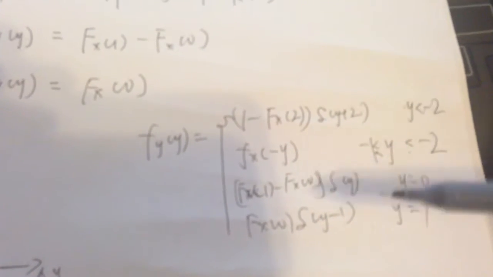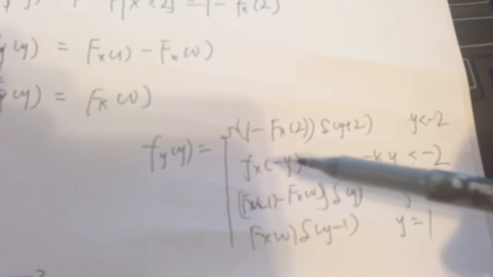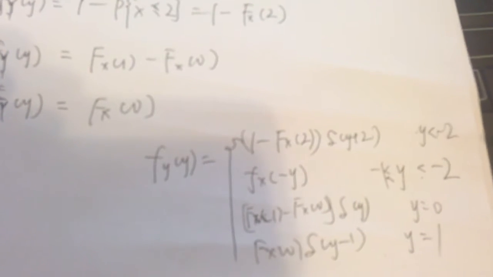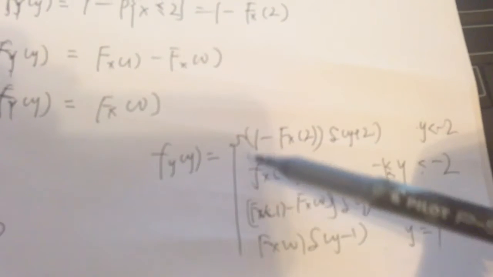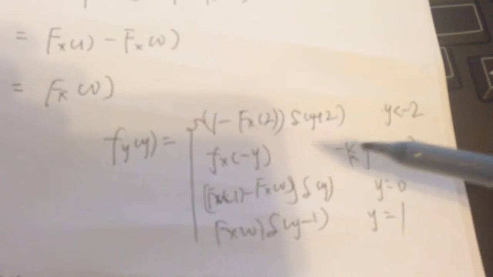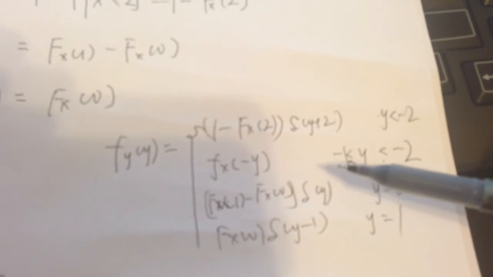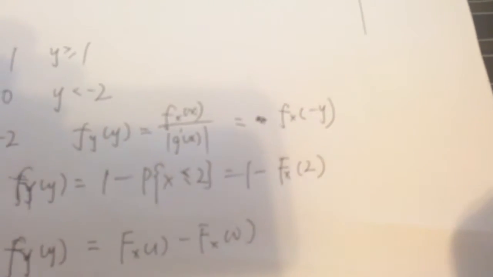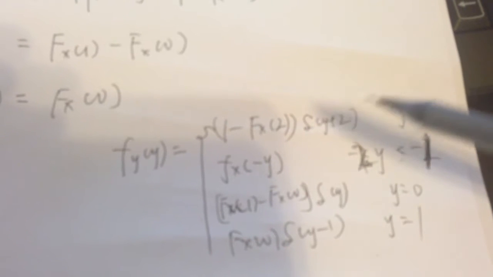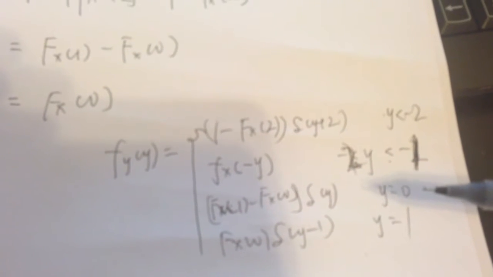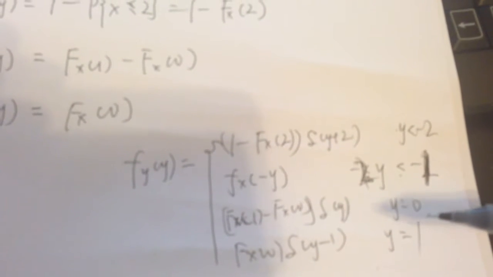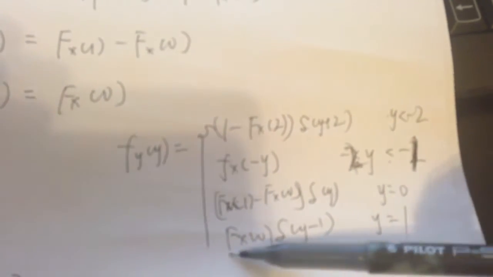So we can get fy of y should be like this. Here we need to times the impulse function. When y is less than minus 2, the fy of y is like this. When y is greater than minus 2 but less than minus 1, the fy of y should be like this. When y is equal to 0, the fy of y should be like this. When y equals 1, the fy of y is this.